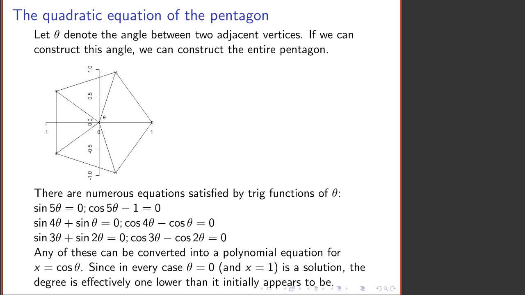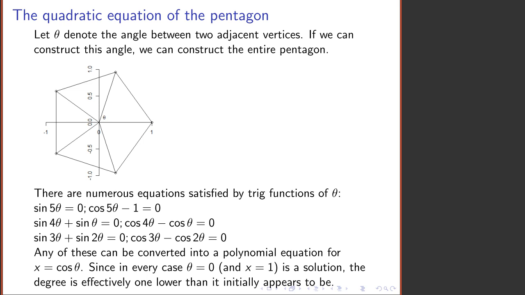Here's a regular pentagon, and here I want an angle between this side and this side. There is an angle which is clearly 1/5 of 360 degrees, or 72 degrees. If we can construct the sine or cosine of that angle, the pentagon construction problem is solved. So let's go at it using trigonometric identities.